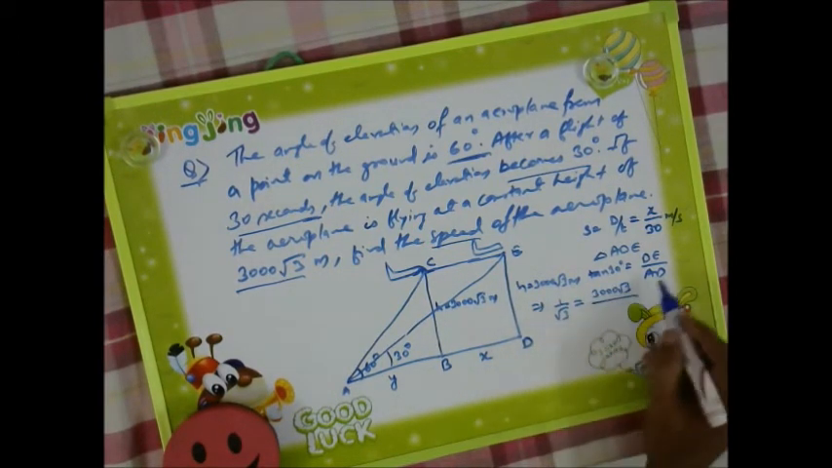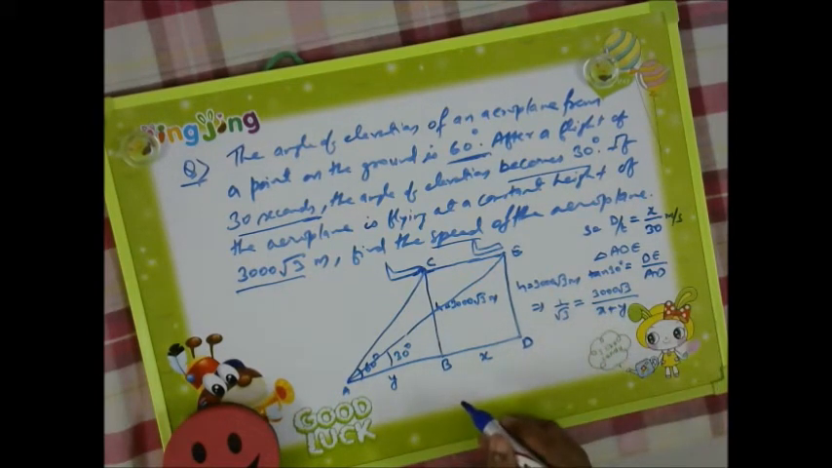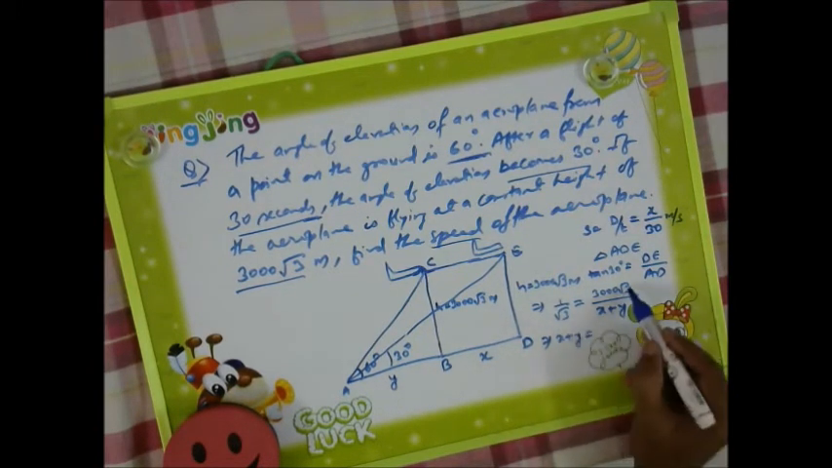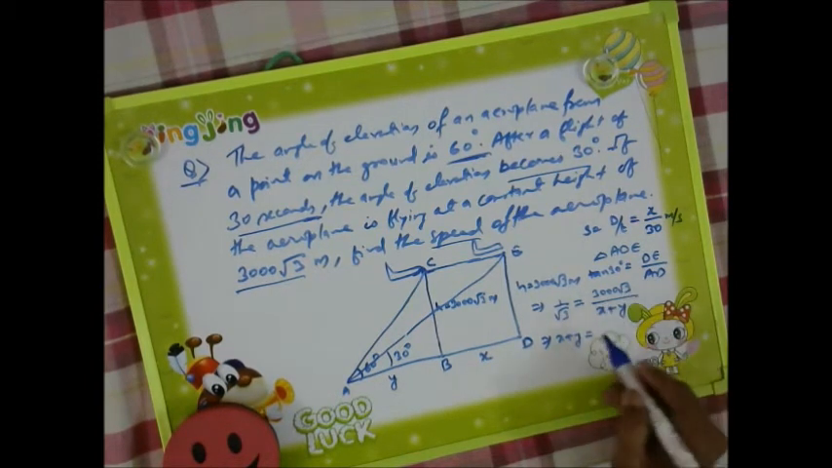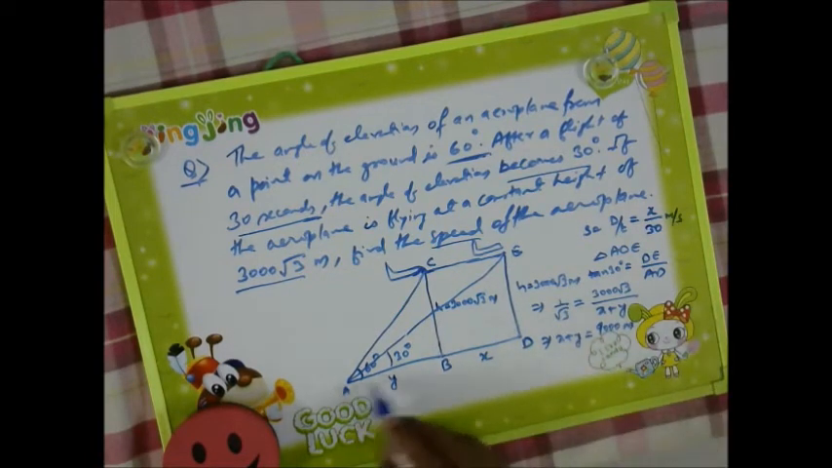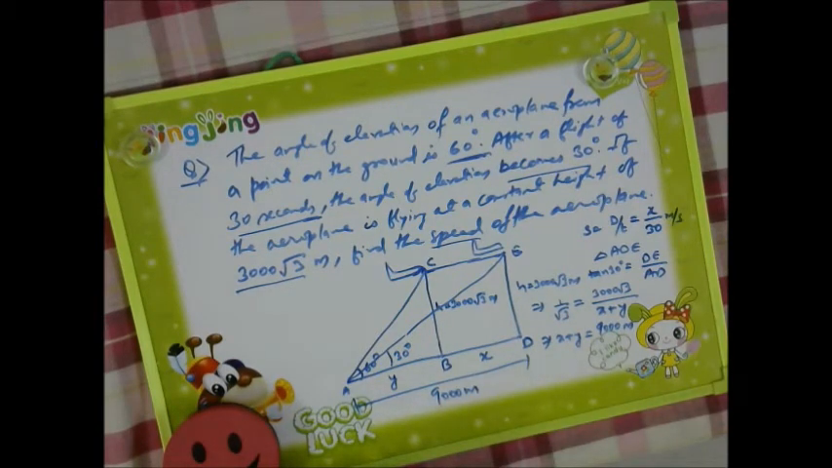Root 3 meter, and AD is what? Y plus X, or we can write X plus Y, correct? Now this has given X plus Y is equal to this root 3 will get multiplied here, so root 3 into root 3, 3 into 3000, it will become 9000 meter. So X plus Y completely it has become 9000 meter.